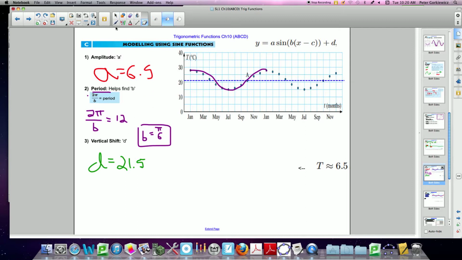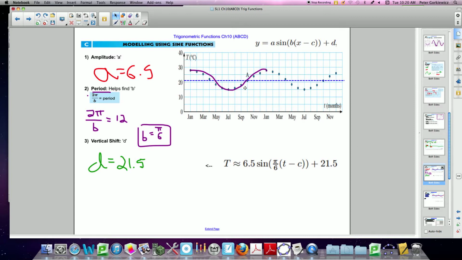So this thing is going to look like this, right? The 6.5 is the amplitude. The 21.5 is how much we've dragged this whole thing up from equilibrium. And the pi sixths is our b value that we got from looking at how long it takes to complete one period and finding b using this. Okay, great. So now we've got to find the c value.